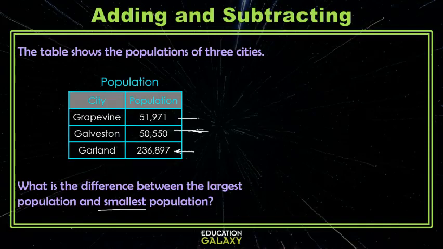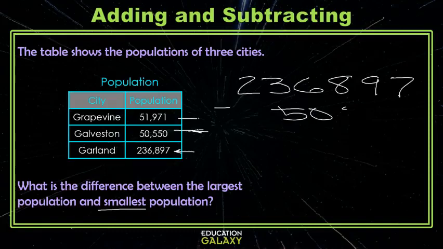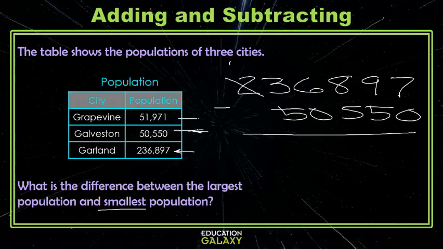Okay, so now let's write our subtraction problem. We have 236,897 minus 50,550. So all this subtraction looks pretty clean. 7 minus 0, 9 minus 5, 8 minus 5, 6 minus 0. The 3 minus 5 is a trouble spot for us. So what we'll do is we're just going to take one of these from here and we're going to give it to the neighbor. Okay, now we're all set up.